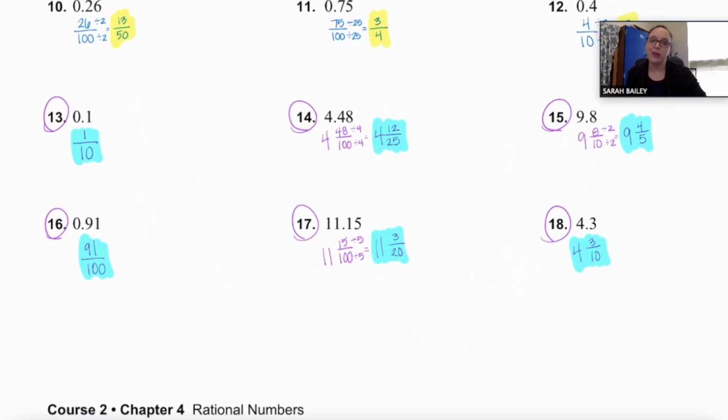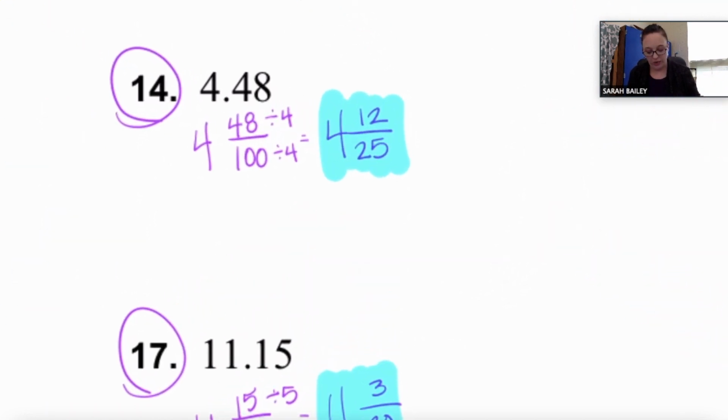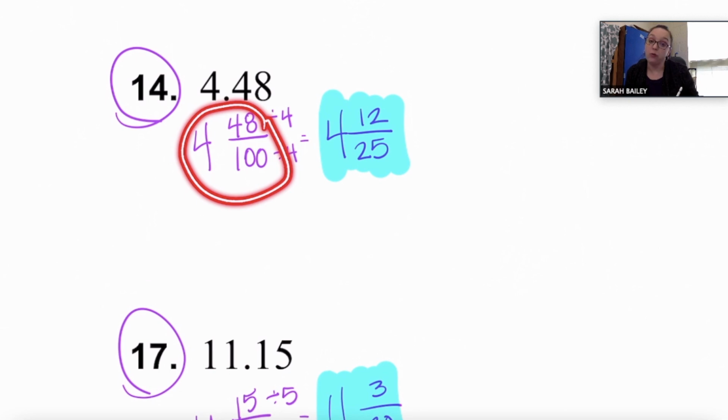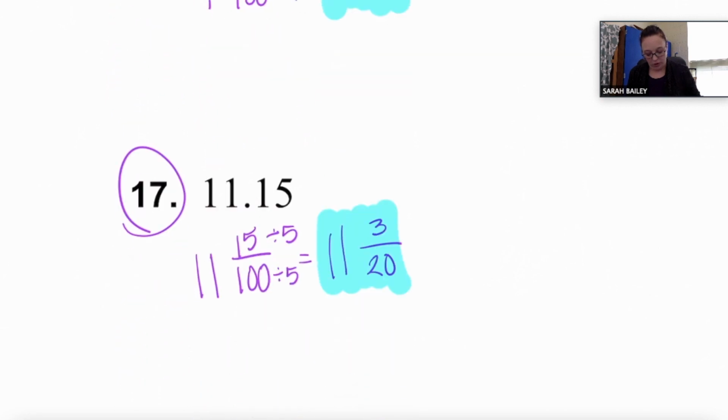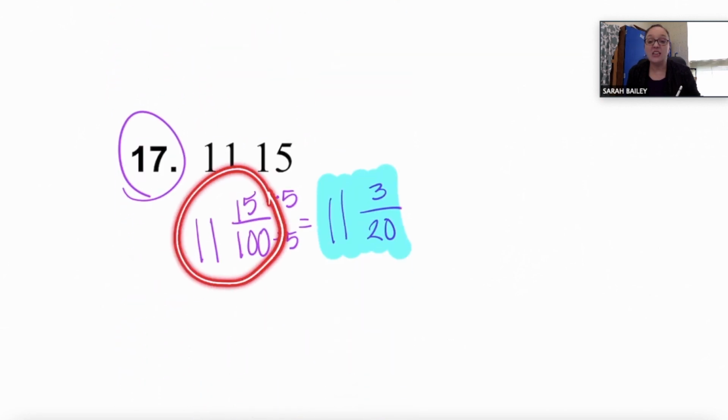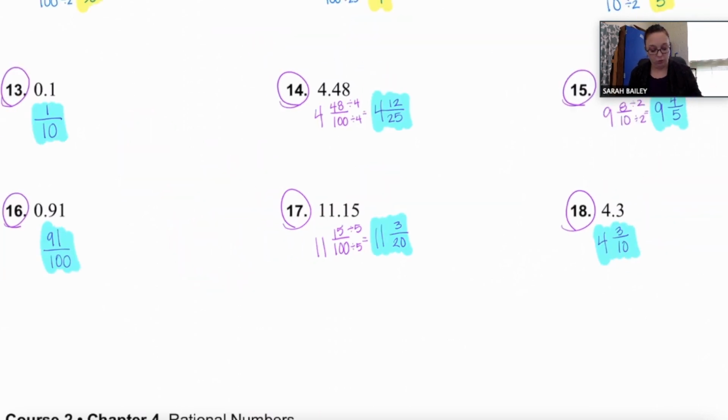Okay, everybody, so now you're going to check over your answers. You might need to pause the video to make sure they're correct. The problems where you ended up with mixed fractions or mixed numbers, like number 14, that was read as 4 and 48 hundredths. When I started off by writing it down, I wrote the whole number 4 and then the fraction 48 hundredths, and then just simplified from there. Same thing for number 17. I wrote it as 11 and 15 hundredths, and then just simplify the fraction part.